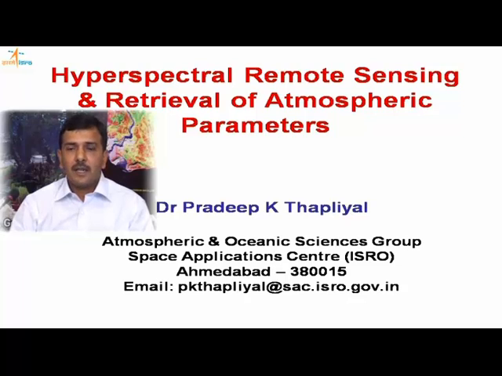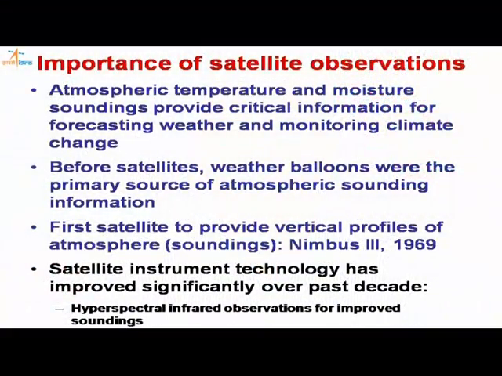Today's lecture will be slightly different from the other lectures we have been hearing so far, because other lectures were dealing with hyperspectral remote sensing in the visible and near infrared region, whereas I will be discussing remote sensing in the infrared region, that is from 4 micron to 15 micron, for atmospheric observations. So first I would like to discuss the importance of satellite observations, why we require hyperspectral remote sensing of the atmosphere.